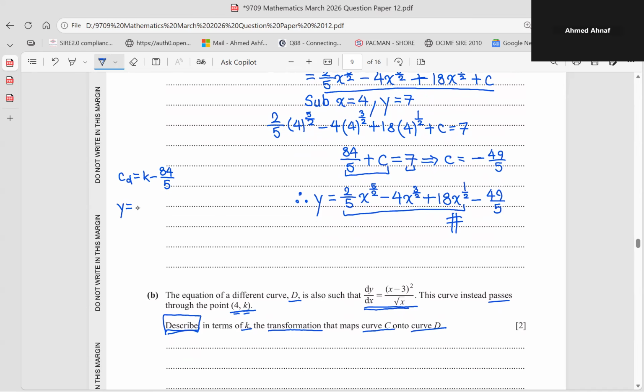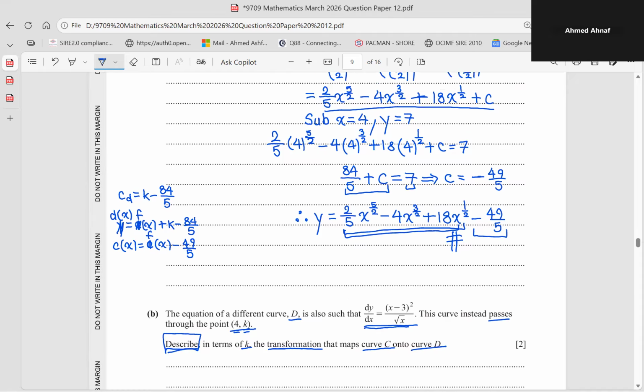I'm going to call it Dx, okay? Dx, this is fx plus k minus 84 over 5. All right. Yeah. So this is for the curve D. Okay, let me just write this fx. And for Cx, we know it's this whole thing minus 49 over 5. I mean fx minus 49 over 5.